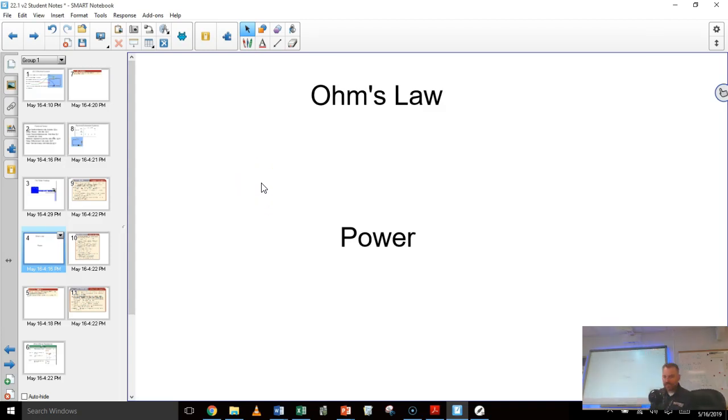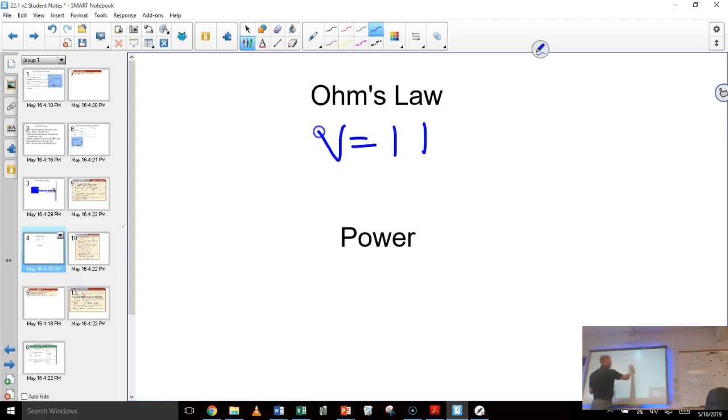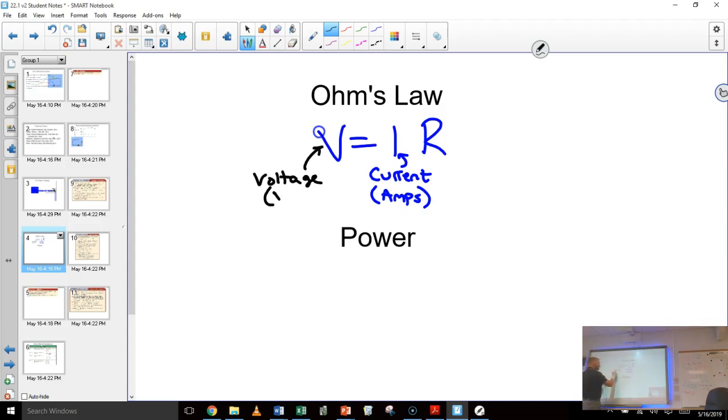Ohm's law says this. It's voltage, how much current is available. How much current, remember it's in amps, is directly proportional to the voltage, and inversely proportional to the resistance. This is what's known as Ohm's law.